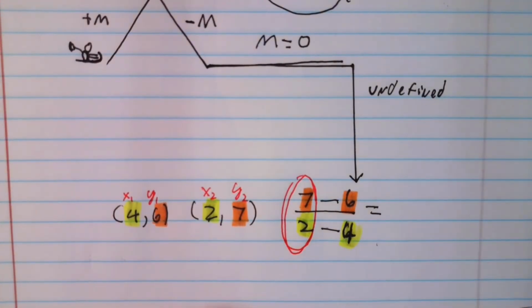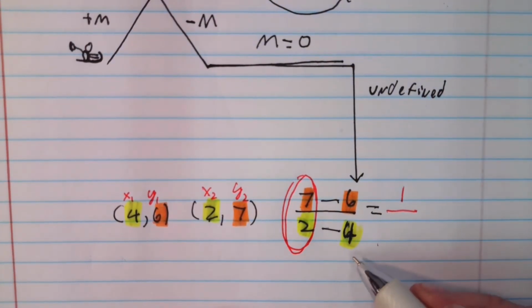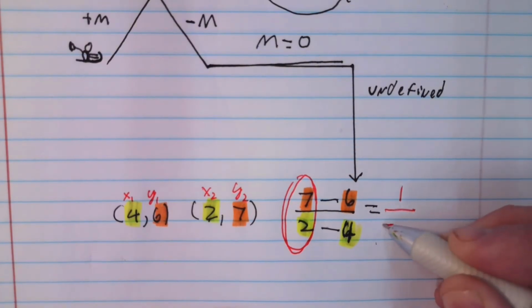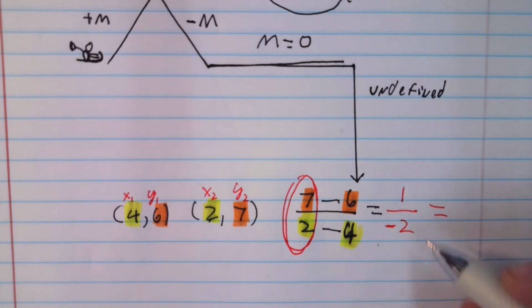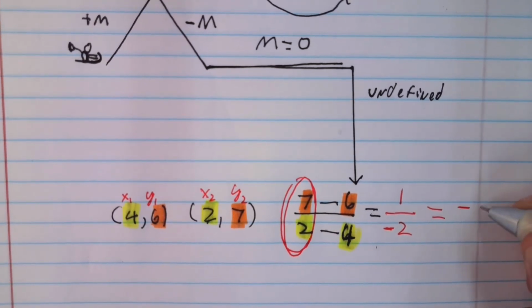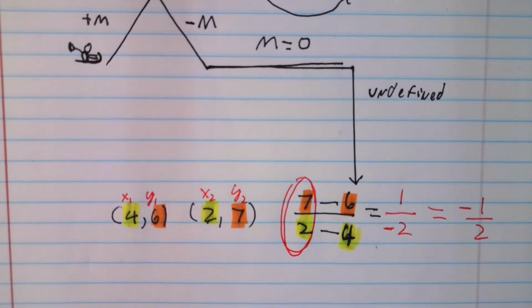Okay. Now I'm going to do the math. 7 minus 6 is? I don't even need a calculator for that, I hope. 2 minus 4 is? Negative 2. Because the negatives win by 2. That's ugly. Don't leave it like that. Change it to this. Okay?